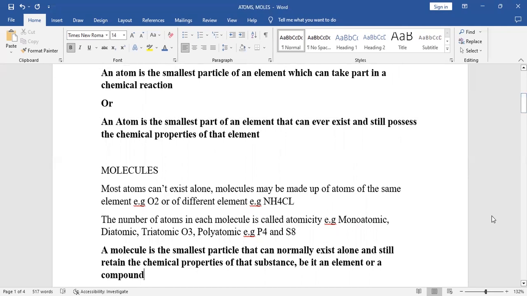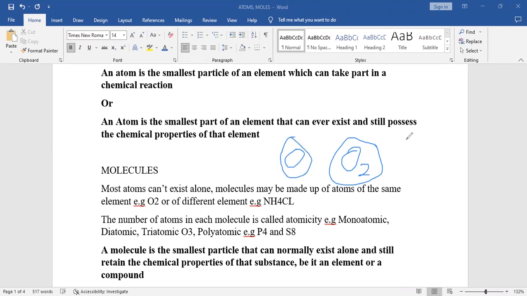Let me show that with this. So this is the oxygen atom, O. But this oxygen atom cannot exist alone. It exists normally as O what? O2. Good. So this is the oxygen molecule containing two atoms of oxygen, while this is the oxygen atom.